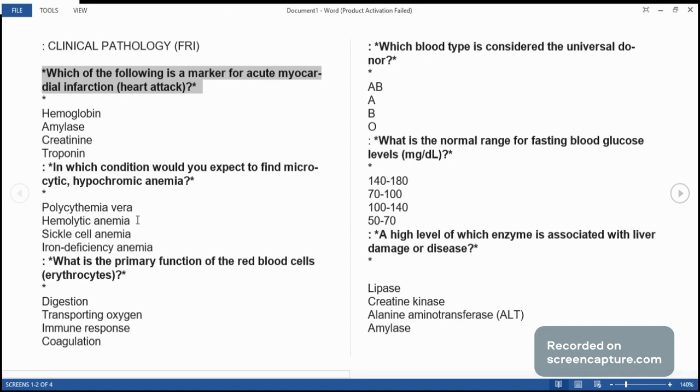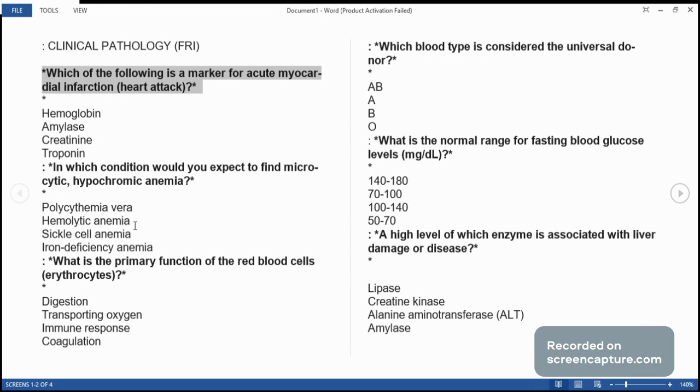Sickle cell anemia. This is a normocytic anemia caused by abnormal hemoglobin. It is more of a genetic condition. It leads to sickling of red cells under stress, caused by abnormal hemoglobin called HbS. The RBCs are not microcytic or hypochromic, but instead they become crescent-shaped and less flexible.